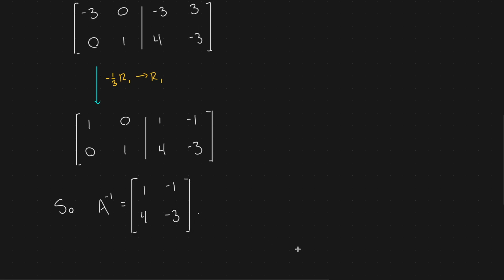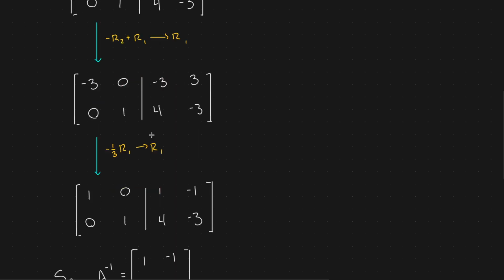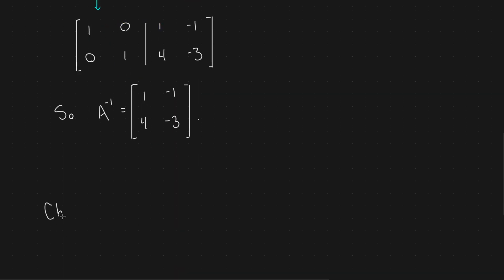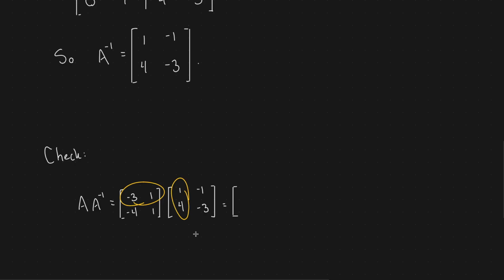And just to prove it to you, let's multiply our original matrix A with A inverse right over here. So our original matrix A was right here. So here's our check. A times A inverse is equal to our original matrix A times A inverse, which we found was 1, 4, -1, -3. So if I take first row, first column, take the dot product of those.